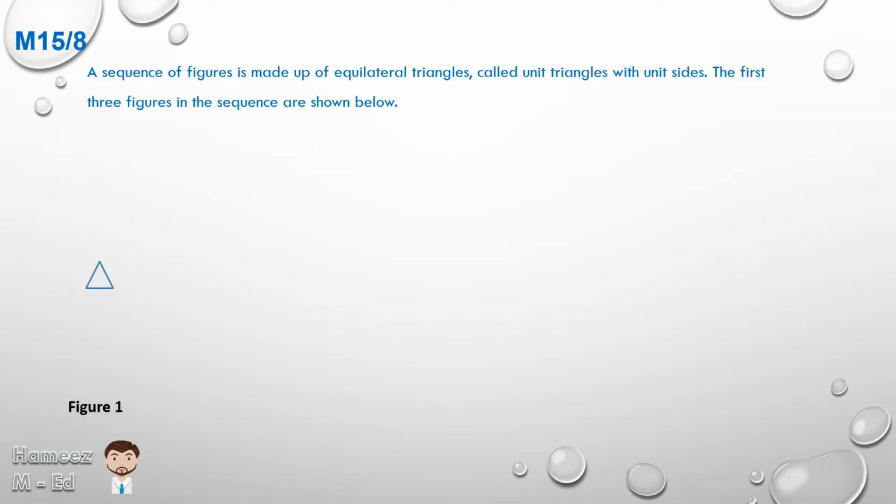May 2015, number 8. A sequence of figures is made up of equilateral triangles, called unit triangles, with unit sides. The first 3 figures in the sequence are shown below. So let's look at diagram 1. It is an equilateral triangle, let's say of length 1, right around. And if we extract it, we'll get diagram 2, which shows that there's a progression in terms of number of triangles. So there are now 1, 2, 3, 4 equilateral triangles, or 2 layers of them.